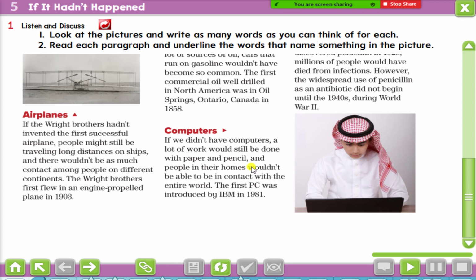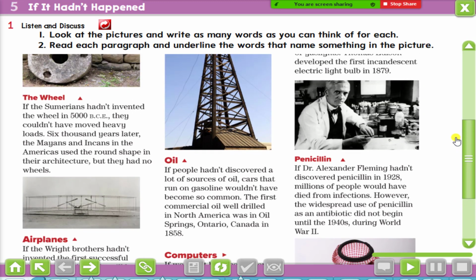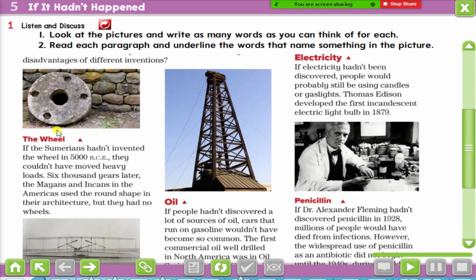Okay guys, now let's read the text first and identify some new words. We will read the first invention, the wheel. Okay, Muhammad. If the Sumerians hadn't invented the wheel in 5000 BCE, they couldn't have moved heavy loads.